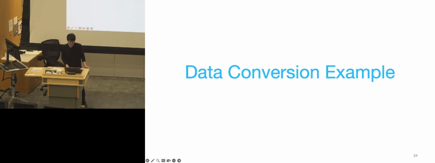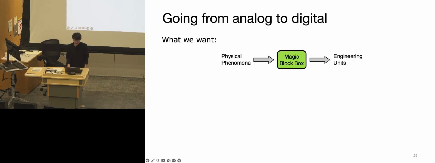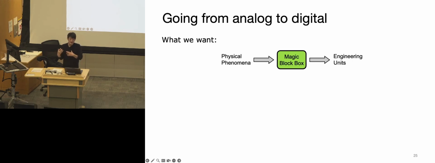Anyway, let's go into the data conversion example. A quick example here. How do we go from analog to digital? Essentially, this is the workflow we want from a very high perspective. We have the physical phenomenon or physical signals in the real world, and then we have a magic black box, and that turns into the discrete digital units that engineers can understand, right?